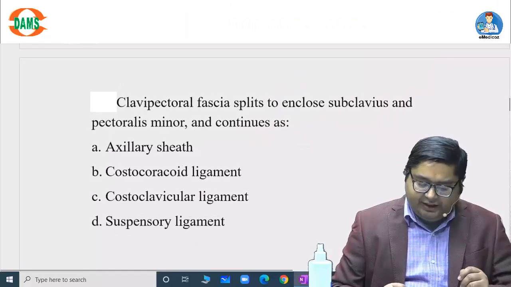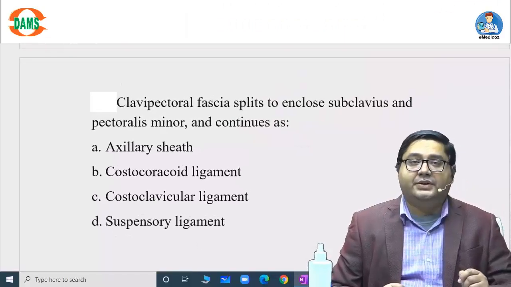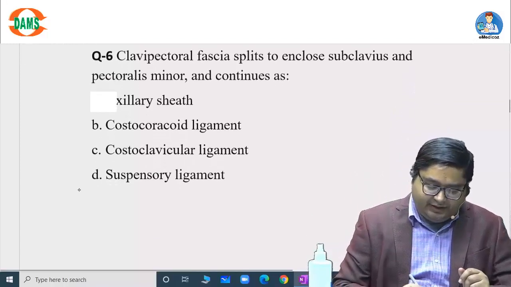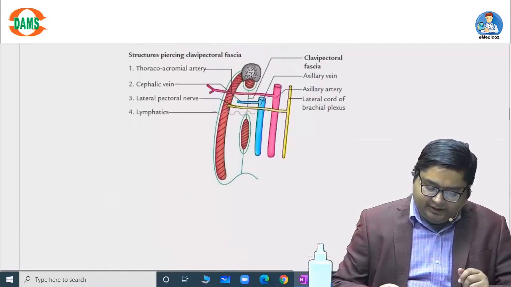Clavipectoral fascia splits to enclose the subclavius and the pectoralis minor and continues as what? It will continue as a suspensory ligament of axilla. Answer D. This is how it suspends.